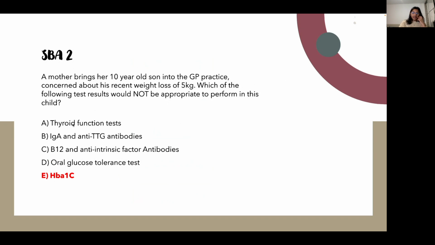So thyroid function tests for hyper or hypothyroidism, which can be because of antibodies attacking your own cells. IgA and anti-TTG are for celiac disease, which again is autoimmune. B12 and anti-intrinsic factor is for pernicious anemia, which is basically B12 deficiency that happens because your body attacks this molecule called intrinsic factor that normally helps you to absorb B12 in the gut. An oral glucose tolerance test would actually be okay to use to diagnose this kid's type 1 diabetes. So that is why the answer is HbA1c.